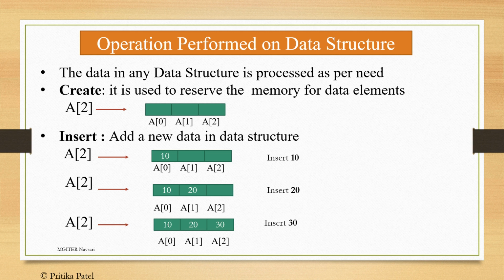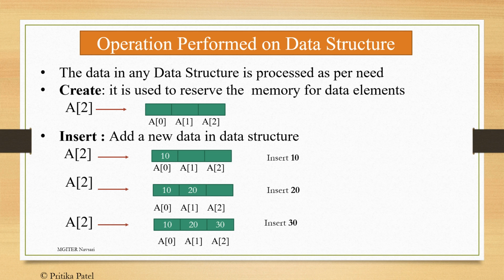The data which is stored in our data structure is processed by some set of operations. There are various operations that are performed on data in any data structure. Here, the first one is the create operation. It is the first operation to create a data structure. It is the declaration and initialization of a data structure. So by using the create operation, we can reserve the memory for the data elements.